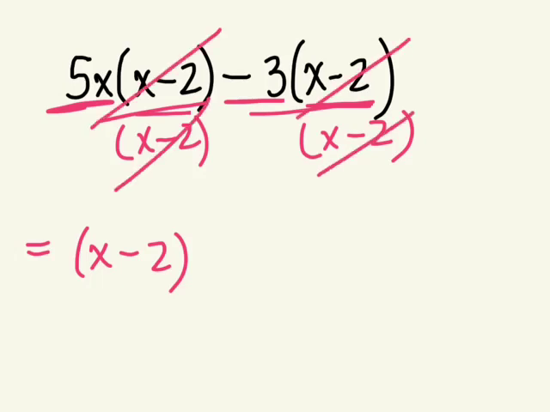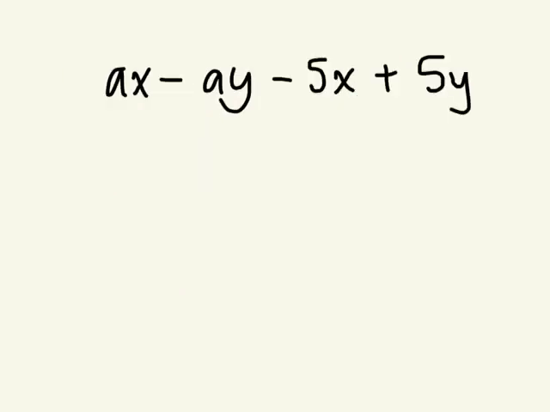What is x minus 2 multiplied by? 5x minus 3. Both of these terms are being multiplied by x minus 2. We're going to group this together, and then I'm going to group this together. So just looking at this, what's the greatest common factor of ax and ay? What can both of these be divided by? What variable do they have in common?